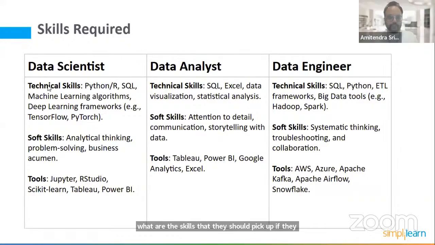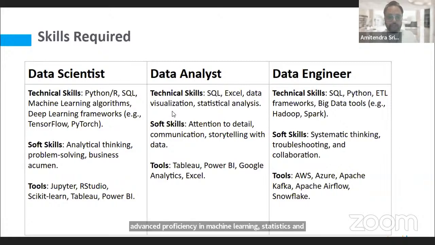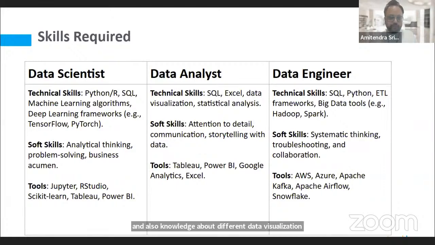Skills, if you talk about as a data scientist, then core skills would be advanced proficiency in machine learning, statistics, and programming languages like Python or R. Familiarity with the data science libraries, like in Python, you have scikit-learn, you have TensorFlow, for data manipulation you have pandas, you have matplotlib, seaborn for data visualization, and also knowledge about different data visualization tools. That is very essential. So that's the core skill for a data scientist.